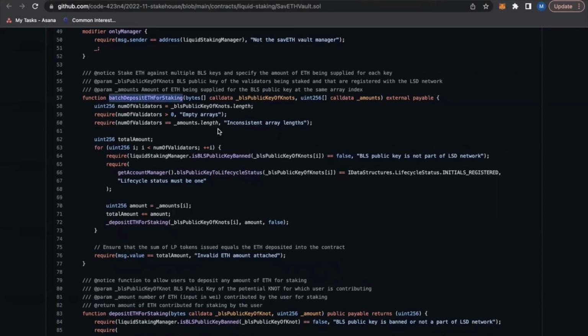So the batch deposit ETH for staking in the protected staking pool can be used to deposit and get your LP token. So you have ethers and you know which validator to fund. That's the reason the BLS public key of knots is needed here. It's an array, which means you can spread your ETH across different BLS public keys and get back, say you deposited in 10 BLS public keys, you'll get back 10 LP tokens. That's because each BLS public key is associated with a single LP token.